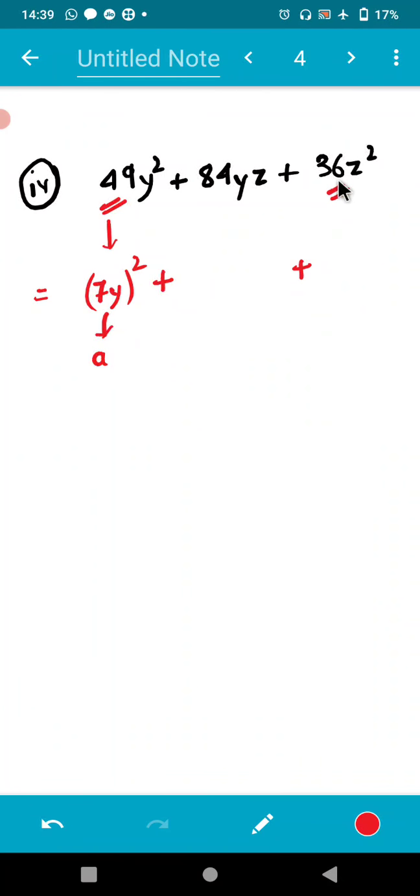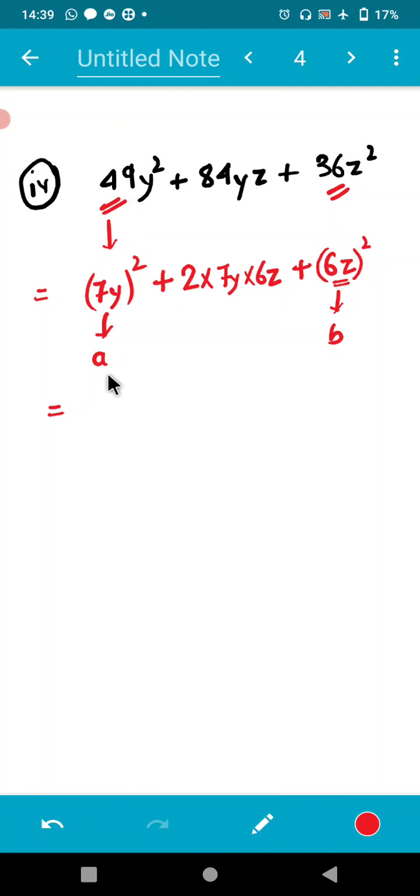Now 36z square. How to convert this into the b square form? So in place of 36, we will write 6. Now we will write z, and we'll give this bracket whole square. So this whole thing we will consider as b. Now in between, what we have to write? 2 into a into b. So 2 into a is what? 7y. And what is b? 6z. Fine. This is 2 into a into b.